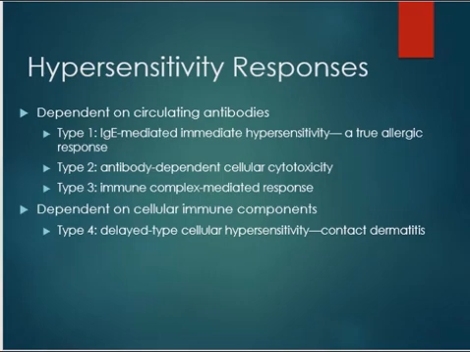And then the fourth is a cellular immune response, and this is a cell-mediated delayed-type immune response. And these are T-cell dependent reactions and usually begin in the skin. And a classic example of this is contact dermatitis.